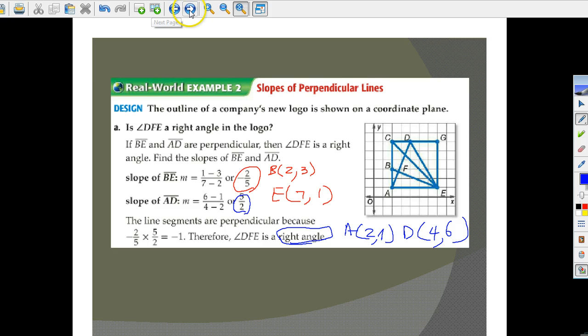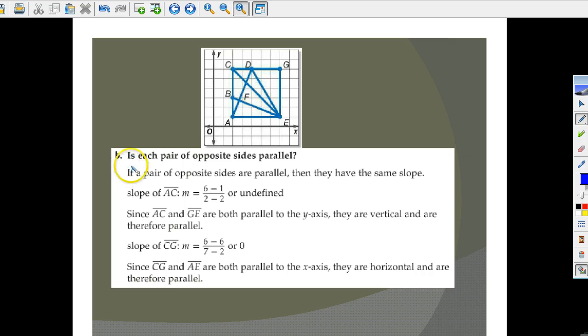Alright. Moving on to the next question. Is there a pair of opposite sides parallel? So are there parallel lines here? Okay, so if a pair of opposite sides are parallel, then they have the same slope. So for slope AC, you're looking at this slope here and that slope here. They're undefined because they're going up and down. So since AC and GE are parallel to the y-axis, they're vertical and are therefore parallel. So you can tell this line is parallel to the y-axis and this line is as well. So they are parallel. So they are horizontal and therefore parallel.